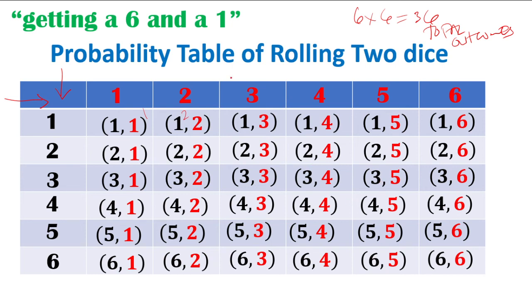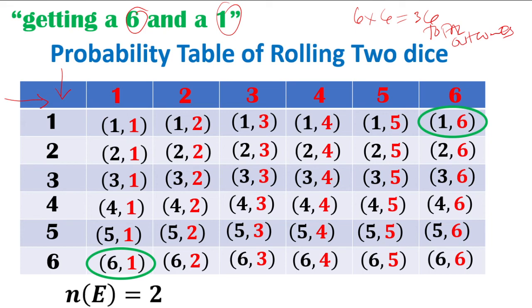Okay? Now next, getting a 6 and 1. So, titignan mo niya lahat ng outcomes mo. Nasaan dyan ang makakakuha ka ng 6 at saka 1? Okay? Asan dyan yung outcomes na may 6 at saka may 1? This outcome and this outcome. Correct? So, the number of occurrence of the given event is 2. Yan lang naman ang may 6 at saka 1. Tama? Now, the total outcome is 36.